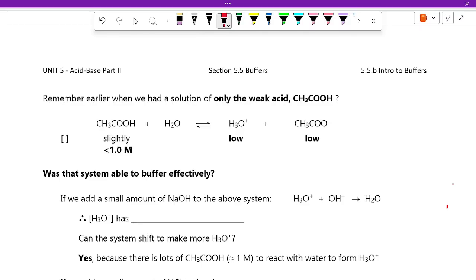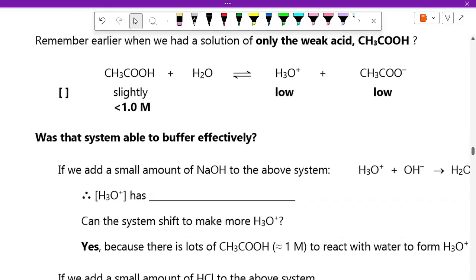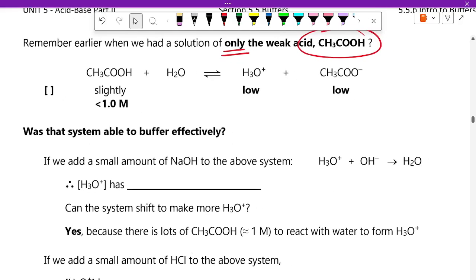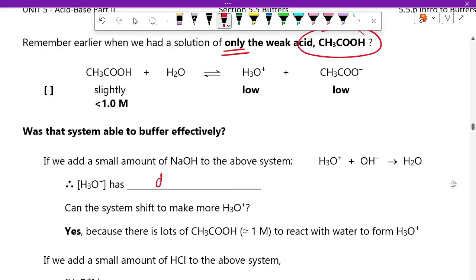This is just reiterating what we said. If we had only the weak acid, would the system be able to buffer effectively? If we add OH-, the H3O+ has decreased, and therefore it's going to shift. Can it shift to make more H3O+? Yes, because there's lots of acetic acid.